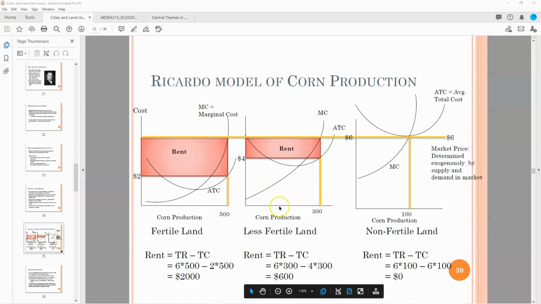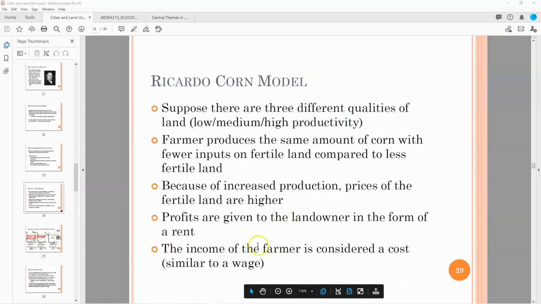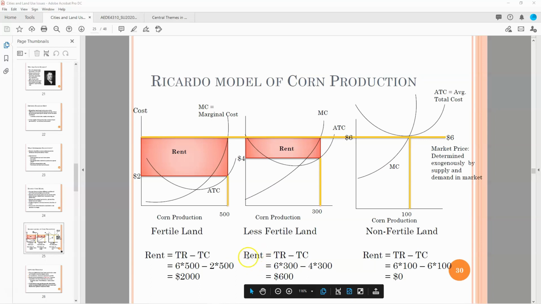The profits from the production would be the difference between total revenue and the total cost, which is also $600. And given the definition from the model, profits are given to the landowner in the form of rent. So that means the rent of the land is equal to $600 for less fertile land. And let's see the third graph for the non-fertile land.